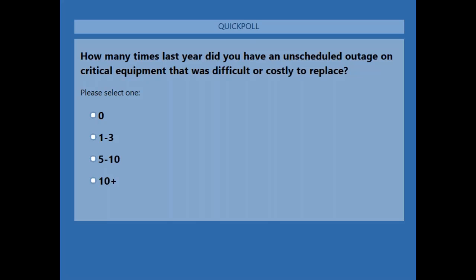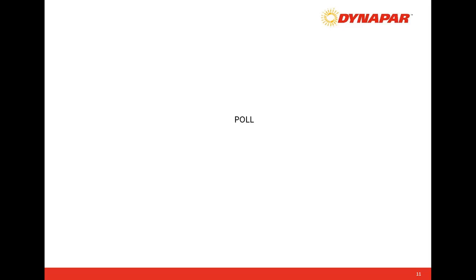So it looks like the majority of people have zero unscheduled outages. The 1 to 3 is 20%, and then 5 to 10 is the next highest. Okay, good. So a number of people are doing some great things out there where they don't have any unscheduled downtime. Michael, anything to add? No, I've closed the poll and proceed. Okay, very good. Thanks.